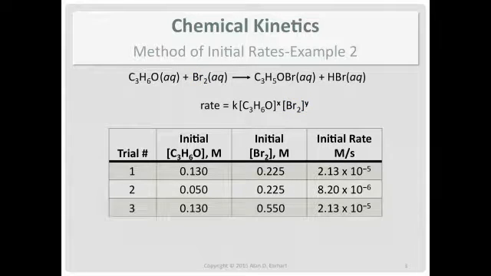Now at this time we have one equation and three unknowns. We don't know k, x, and y. So we need to find a way to manipulate this information to turn it into one equation, one unknown. And we do that by picking two sets of data to compare to each other. I'm going to choose trials 1 and 2. Since the concentration of acetone is changing and bromine is not, that means we're going to be looking for x first.